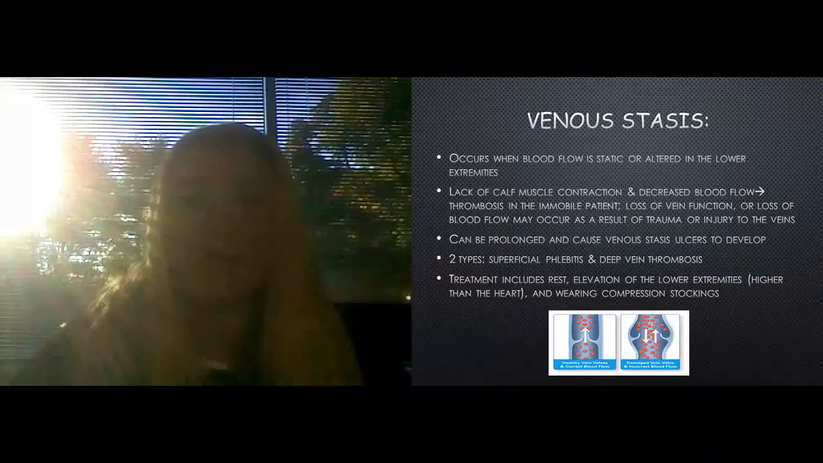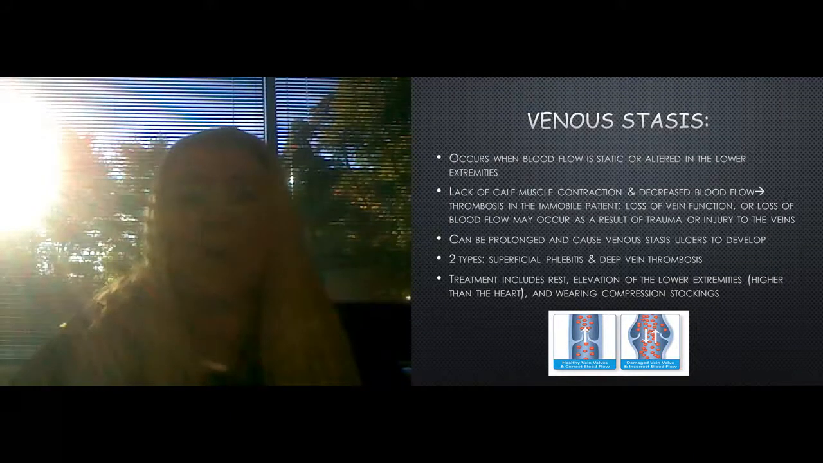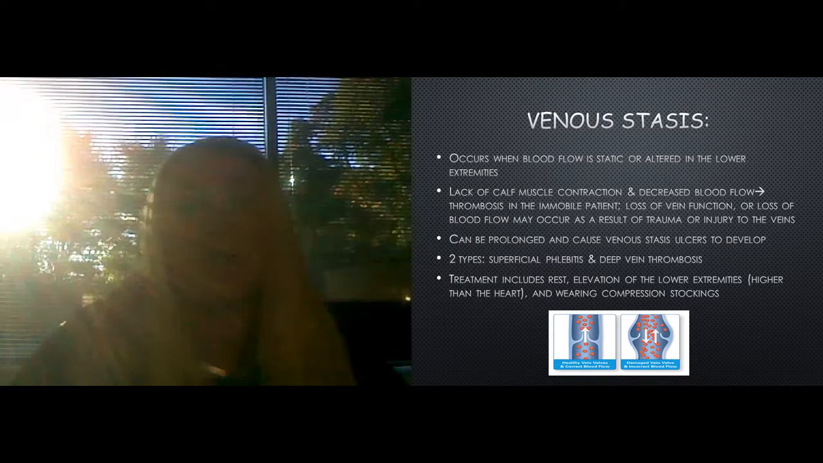Venous stasis occurs when blood flow is static or altered in the lower extremity. Lack of calf muscle contraction and decreased blood flow results in thrombosis in the immobile patient. Loss of vein function or loss of blood flow may occur as a result of trauma or injury to the veins. It can be prolonged and cause venous stasis ulcers to develop. There are two types: superficial phlebitis and deep vein thrombosis. Treatment includes rest, elevation of the lower extremity higher than the heart, and wearing compression stockings.